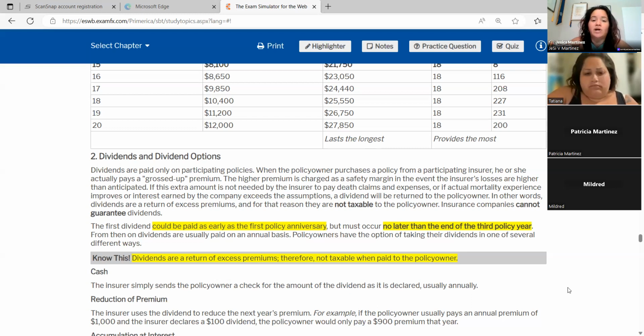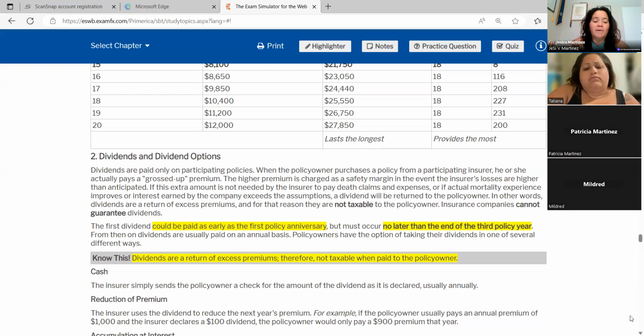Dividends are paid only if they are showing profits on those policies, or they have excess of premiums. Trust me, companies will do everything they can to not show them, so they don't have to pay them. But when they're paid, they are not taxable, and the company also cannot guarantee you. So you might see policies that say, hey, we pay dividends. That does not mean every year you're going to receive dividends. So if there is excess of premiums, they will pay them, but they're not required to, and they're not guaranteeing they will pay them every year.